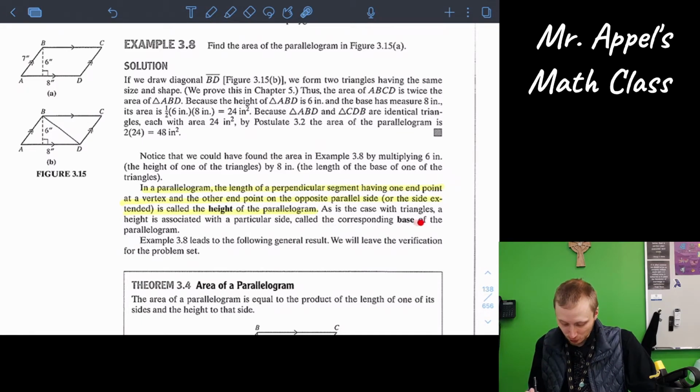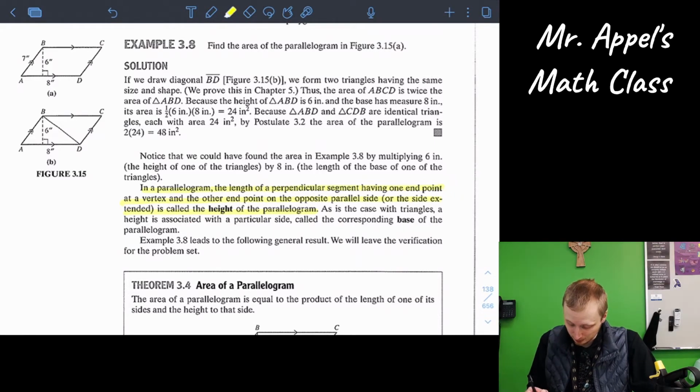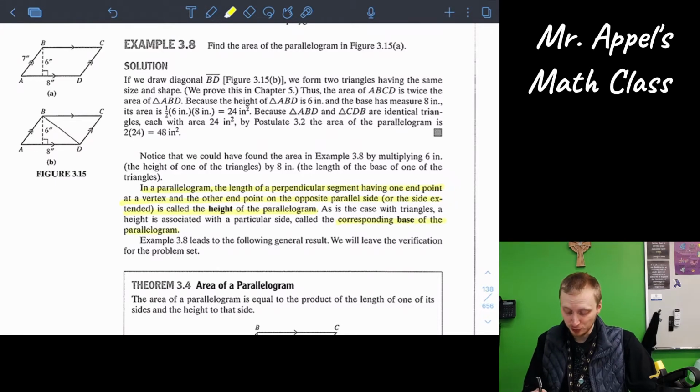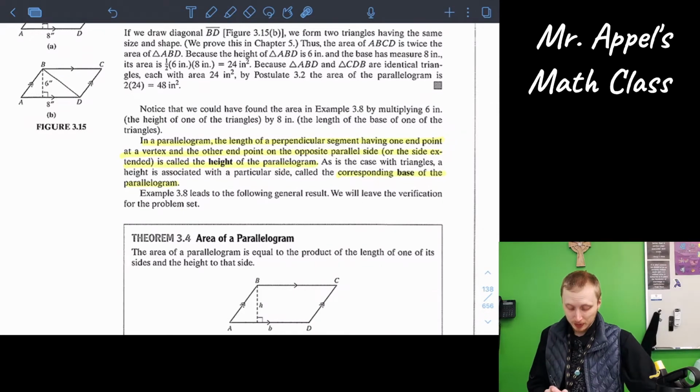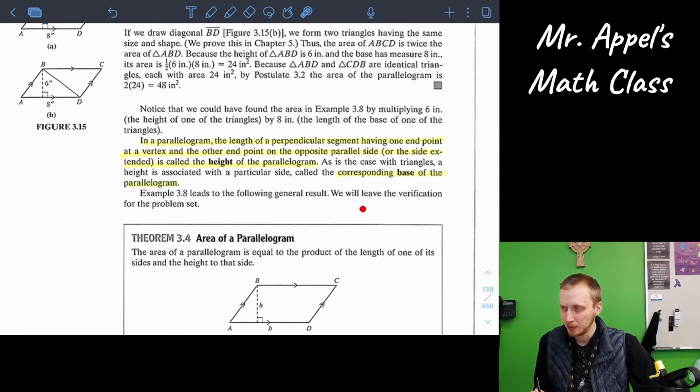As is the case with triangles, a height is associated with a particular side called the corresponding base of the parallelogram. We have the corresponding base is drawn with that height, or is connected to that height. Example 3.8 leads to the following general result. We will leave the verification for the problem set.